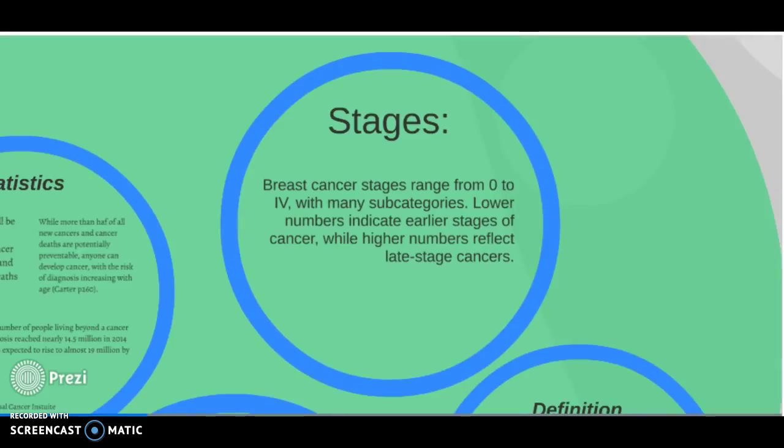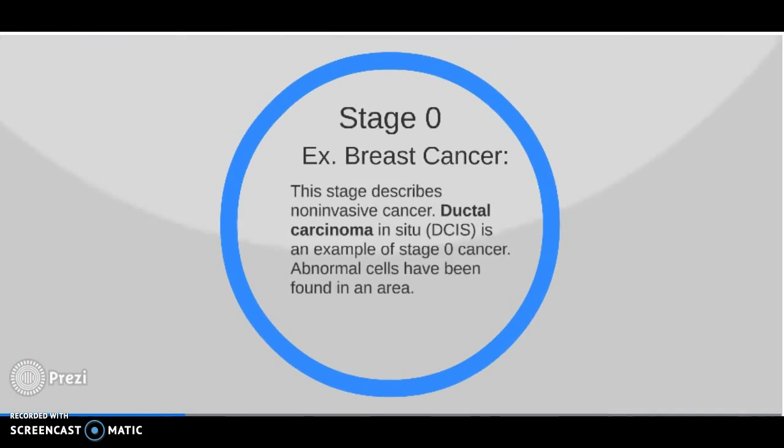All right, so I'm going to talk about stages now. Breast cancer stages range from 0 to 4 with many different subcategories. Lower numbers indicate earlier stages of cancer, while higher numbers reflect late stages of cancer. And I thought this was interesting because I didn't even realize that there was a stage 0 and that it was an actual thing. So we're going to kind of use breast cancer as our example as we go over this. So stage 0, this stage describes non-invasive cancer.